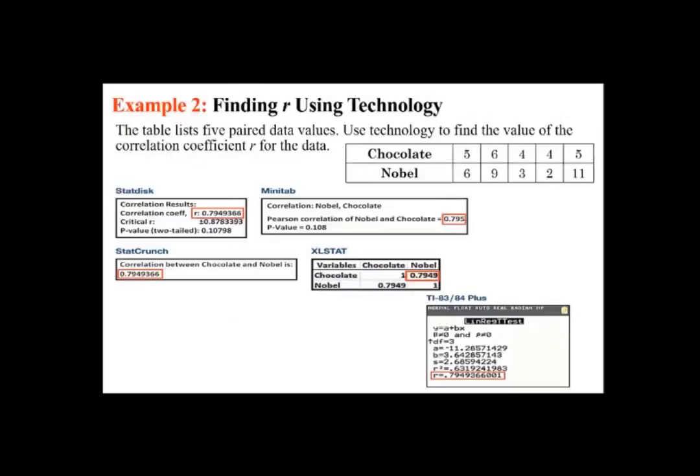So here's a table. The table lists 5 paired data values. Using technology, find the value of the correlation coefficient R for the data. The idea is that normally we use technology. If we look at what's given in technology, take a look at what is boxed in red. That is the value of R. From the technology, StatDisk, Minitab, StatCrunch, Excel, StatTI, the value of R will be automatically calculated, and all of them give you something like 0.795, and show you how it's done by hand.